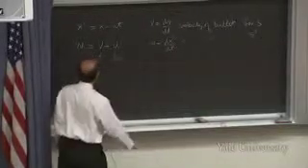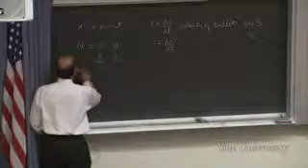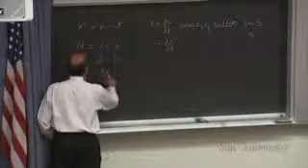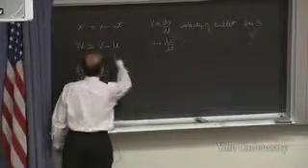But let's look at the acceleration. dw dt is going to be dv dt minus 0 because u is a constant.